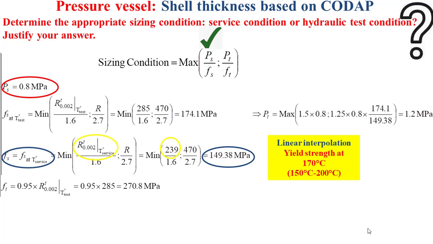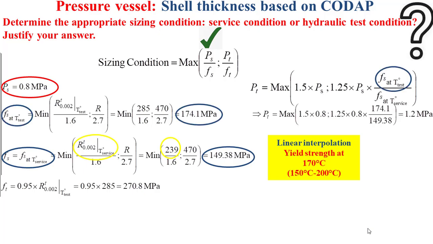Now let's move to PT divided by Ft. PT is obtained by the formula that you see now and that I explained in a previous video. So Fs at t-test is calculated as 174.8 megapascal. We determine PT as 1.2 megapascal. We determine also Ft as 278 megapascal. So we can determine PT divided by Ft.